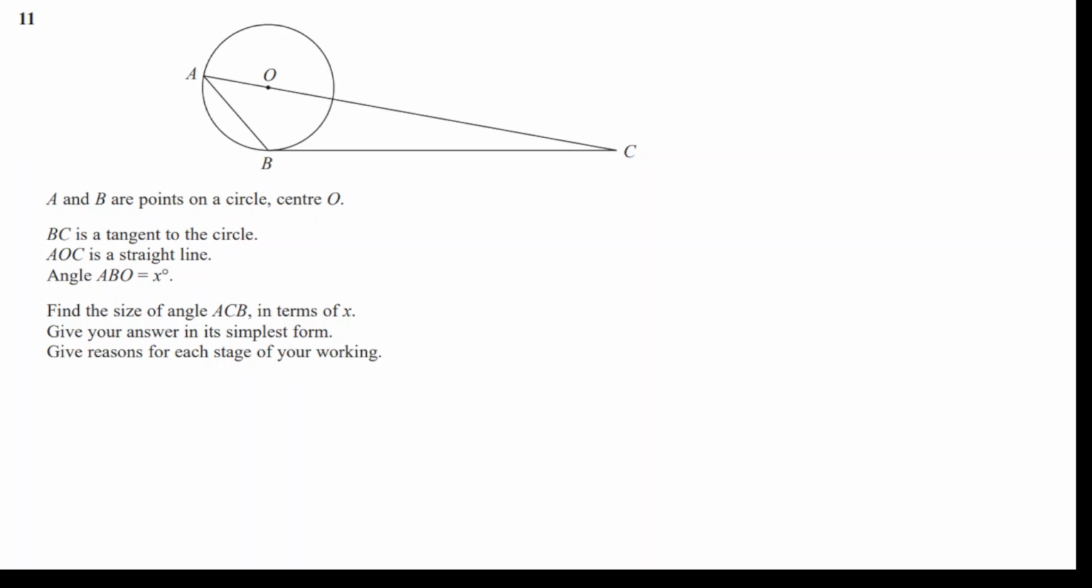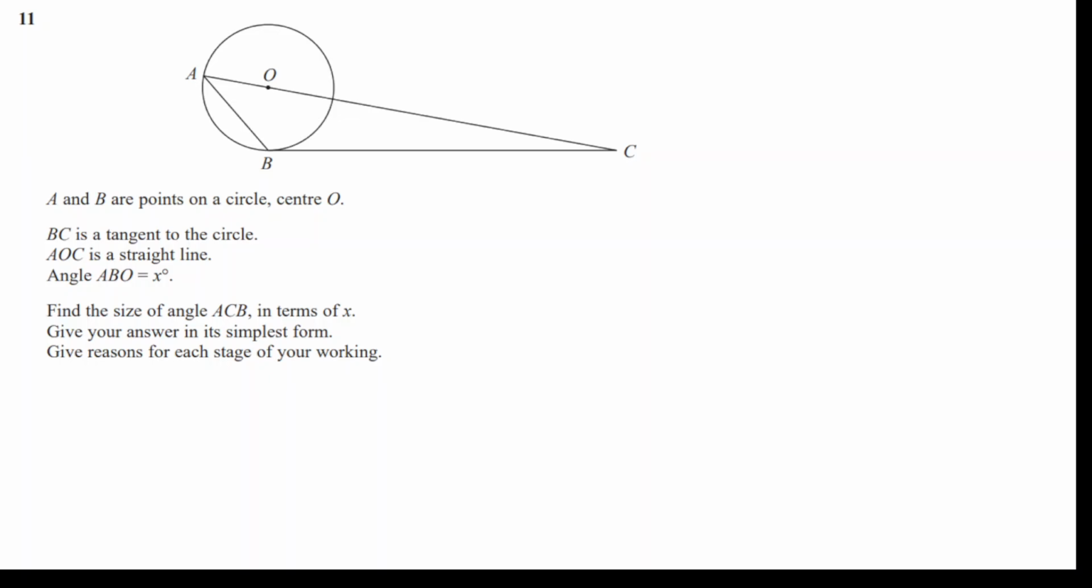This is a higher question from 2018, paper 1, non-calculator obviously. Have a look at the diagram. You've got a circle with a tangent BC. That means it touches it at one point only, at B. There is also a straight line AOC which passes through the center of the circle at O.